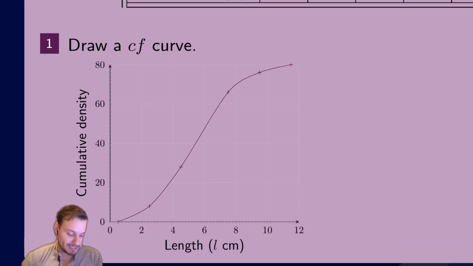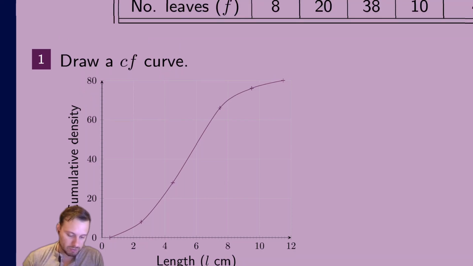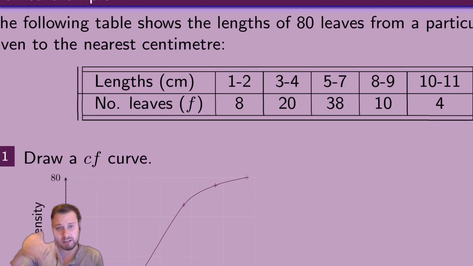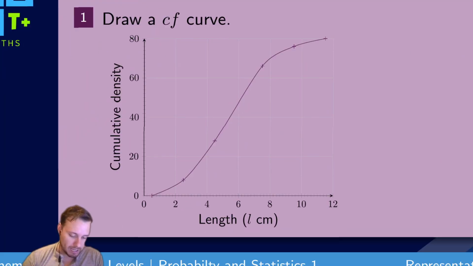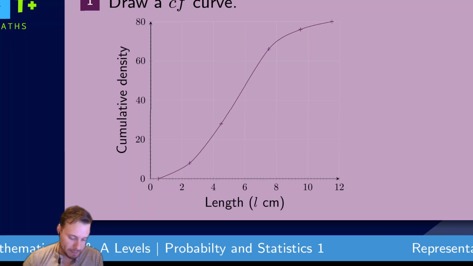Observe that I'm plotting the 0 here at what would be the lower limit of our first class. Remember, the first class, sorry, it was from 1 to 2, so the lower boundary would be 0.5. So at 0.5 I plotted the 0 there, and then all of the points are marked, this one here, this one here, this one here, and then we have the curve along there.